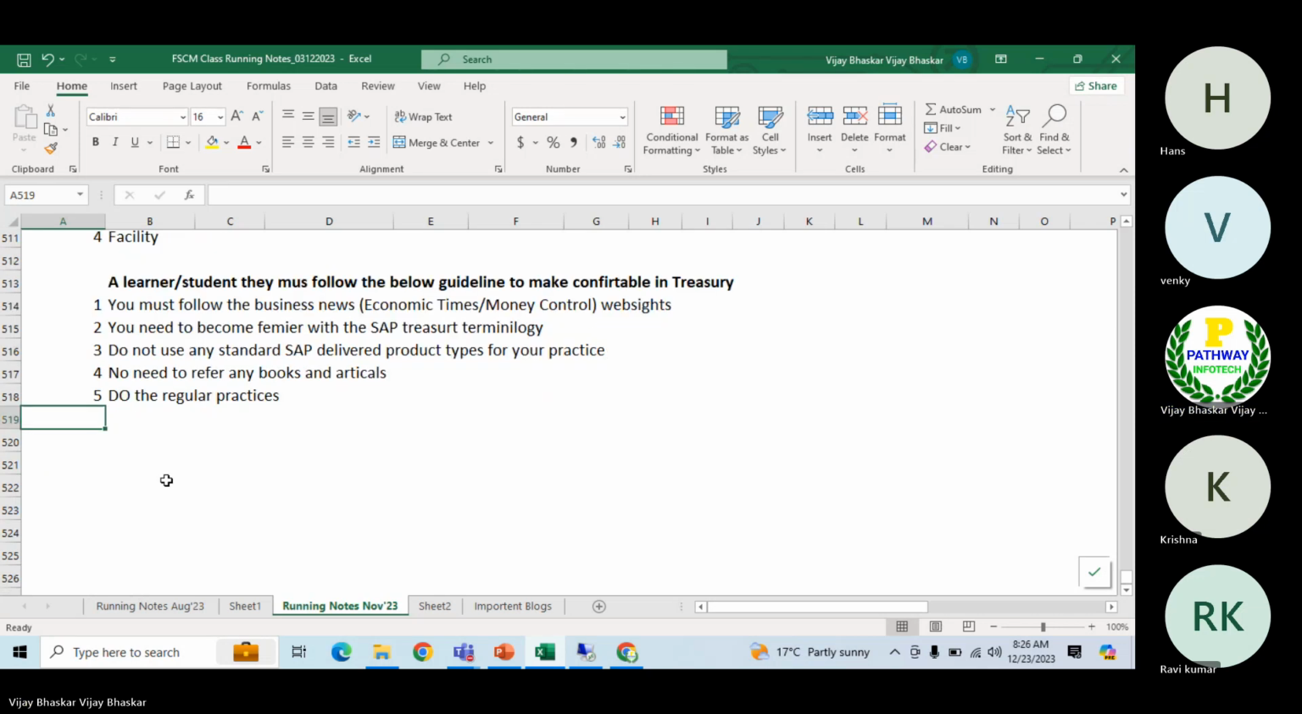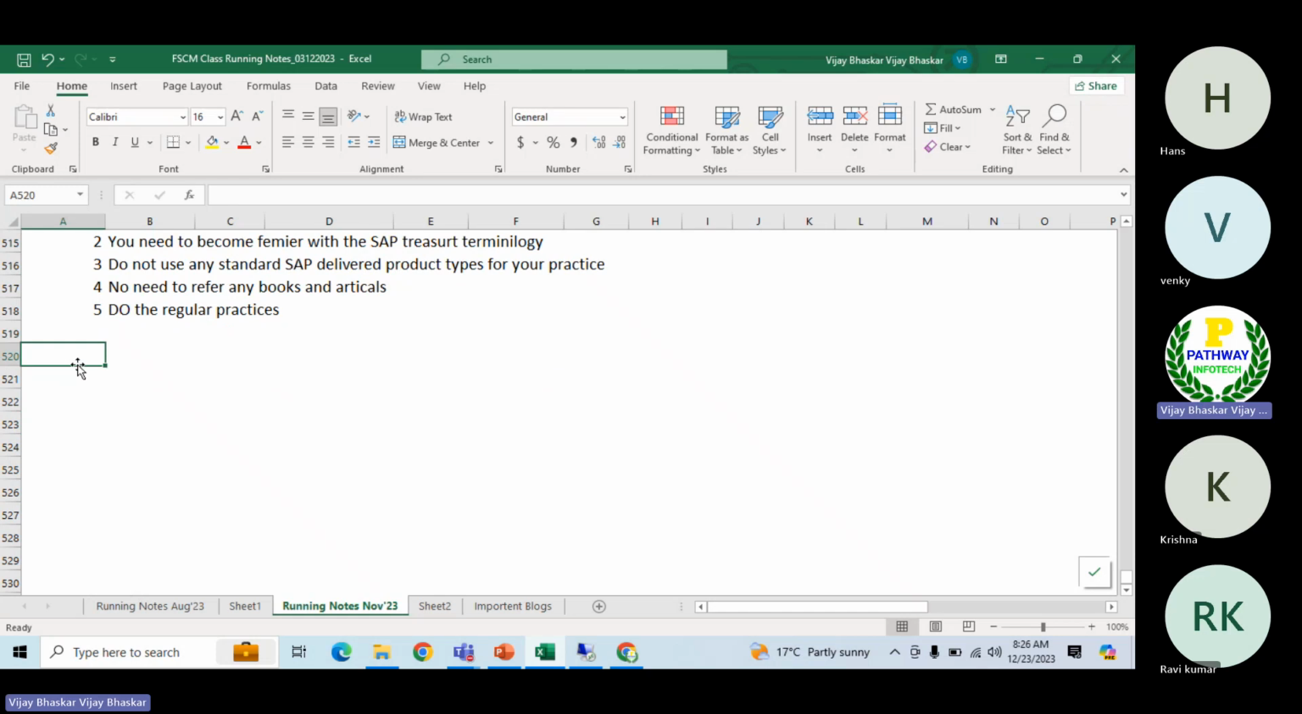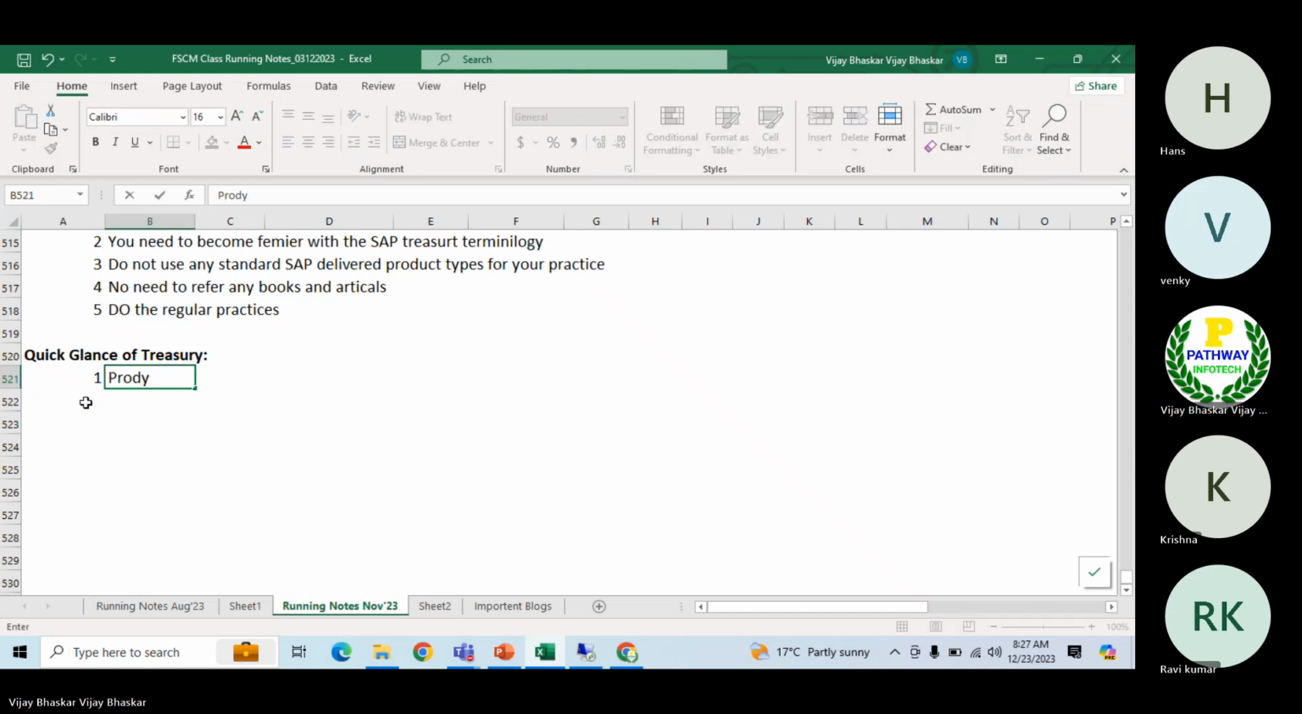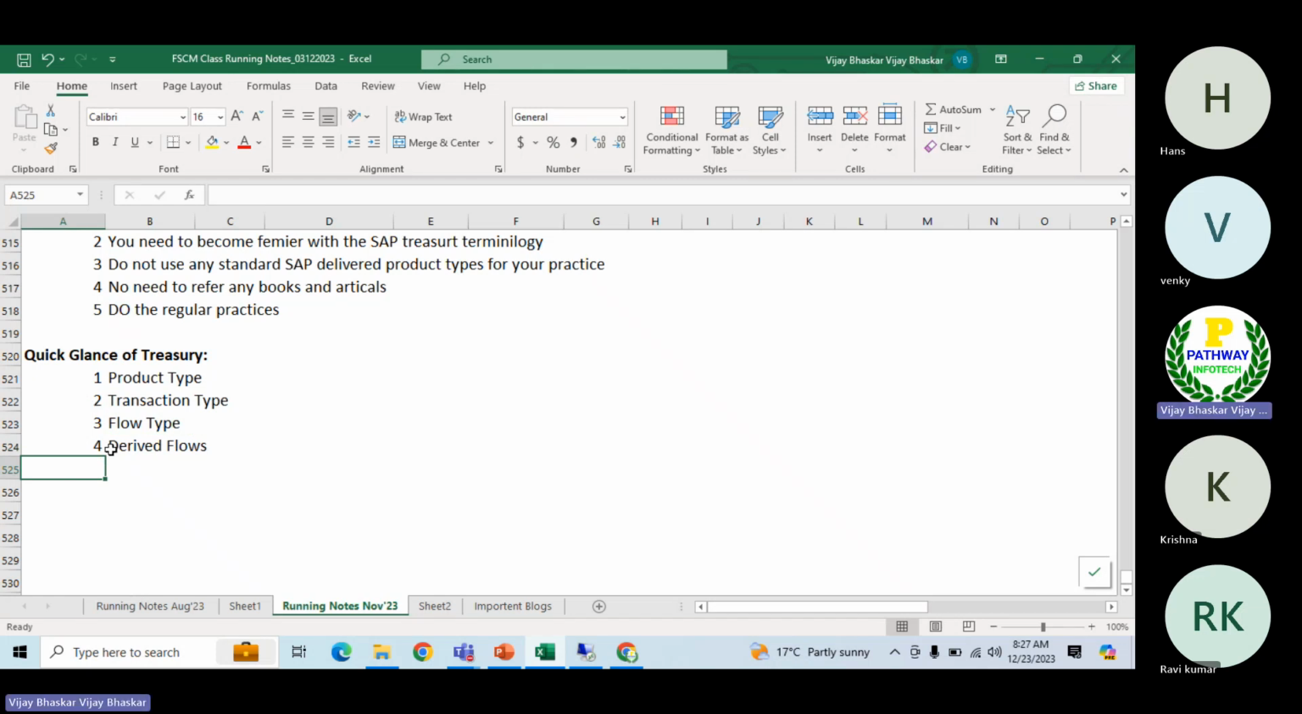Now let us start with the quick glance of Treasury. What we need to become familiar with: number 1 is product type, then transaction type, flow type, then derived flows. The flow types are divided into two things.